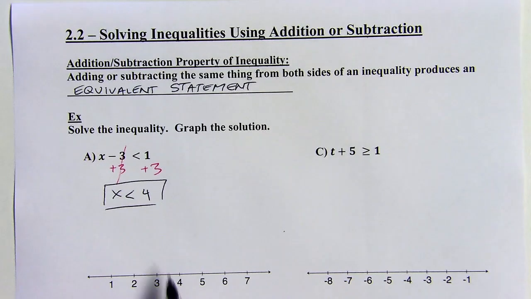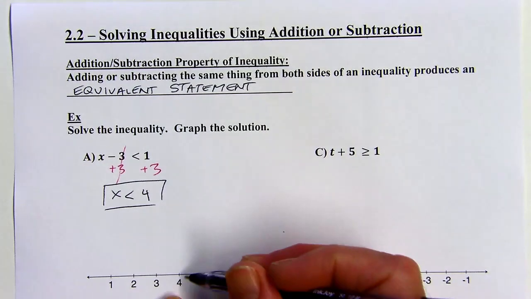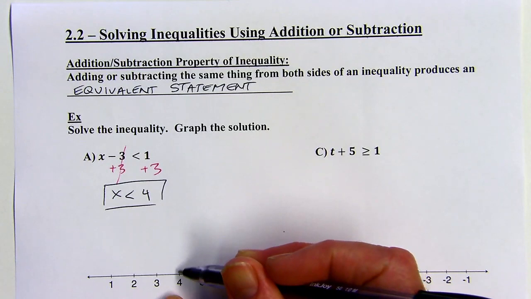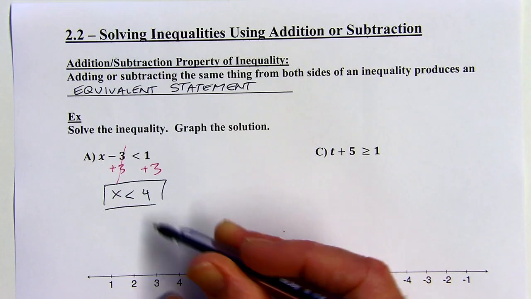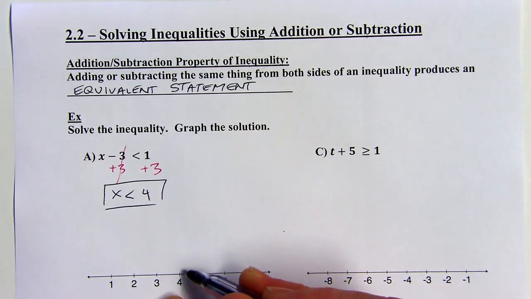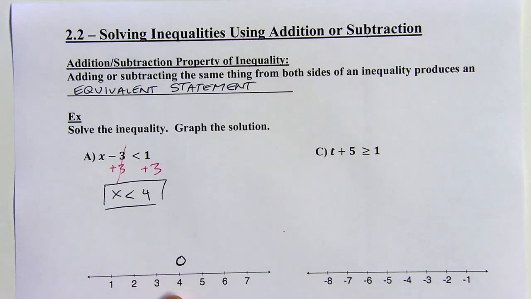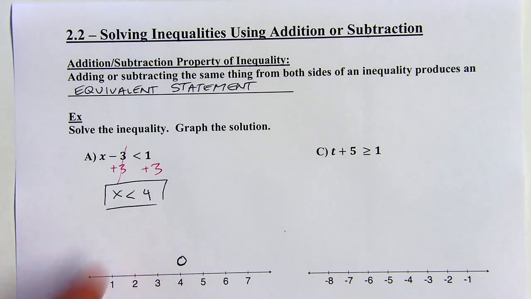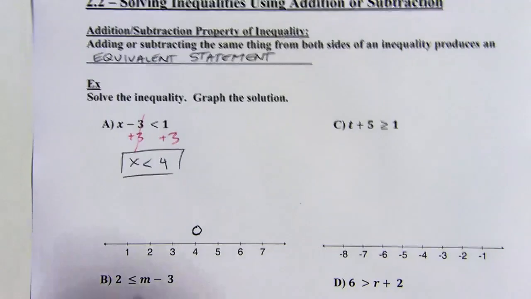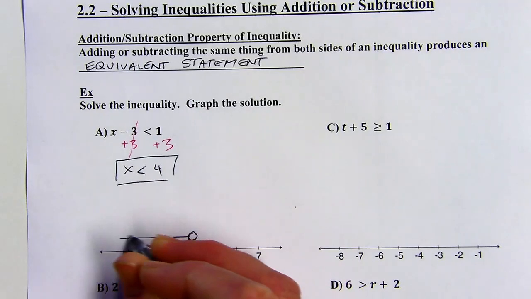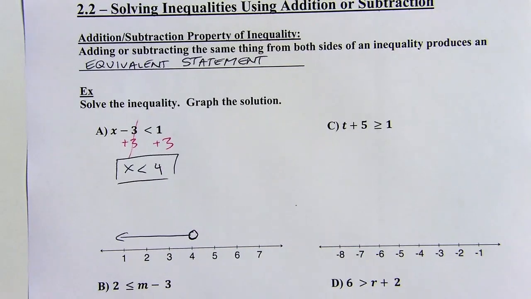So 4 is the dividing point. And then I've got to decide if I'm going to put an open dot or a closed dot. And this one's going to be an open dot. So some people will put it right on the number line. I like to have it float above so that it's easier to tell if it's open or closed. Okay? And then this says x is less than 4. I want all the numbers that are less than 4, and those would be to the left of 4 on the number line. So that direction.